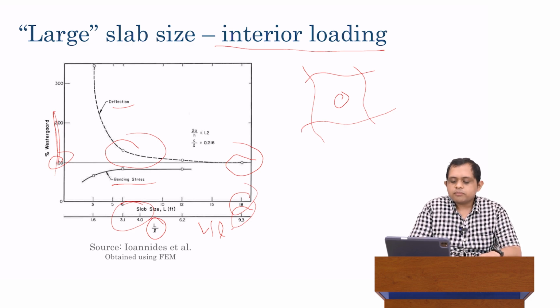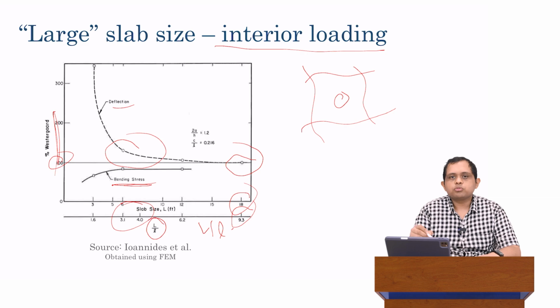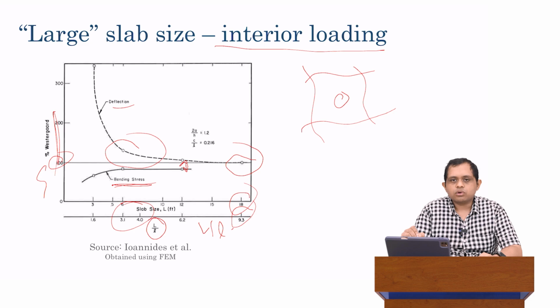Okay, let's look at bending stresses, because as I mentioned, when it comes to performance, we are basically concerned about bending stresses more than we are concerned about deflections. So when we look at bending stress, what we see here is, as the L over L increases, that is, as the slab size increases, there seems to be some amount of constant difference between Westergaard solution and the analytical solution. In particular, the difference is actually less than 100%. So what that means is, Westergaard solution seems to be overestimating the stresses when you have interior loading.